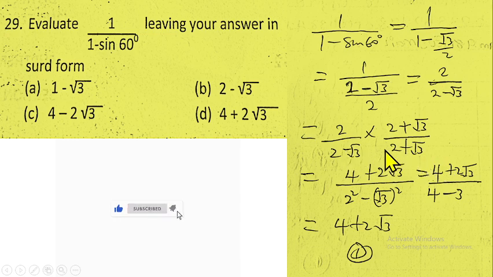So in that case, what do we do? The denominator is a difference of 2 squares. That means you have 2 squared minus root 3 squared. Then you multiply the numerator. 2 times 2 gives us 4. Then 2 times root 3 gives us 2 root 3. For the denominator, 2 squared is 4, then root 3 squared is 3. So we have 4 minus 3, that gives us 1. So technically you are having 4 plus 2 root 3. And if you look at the options provided, option D is the correct option.